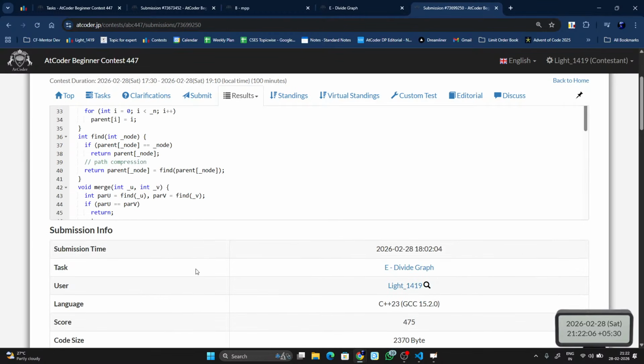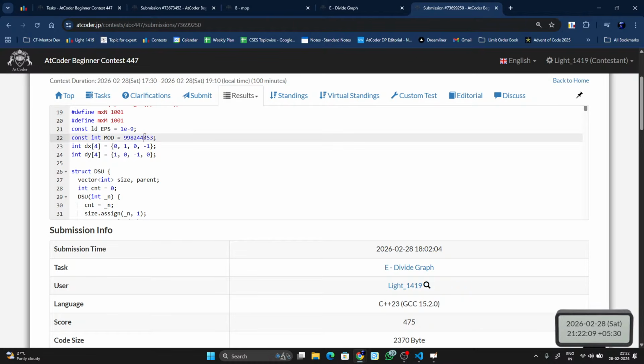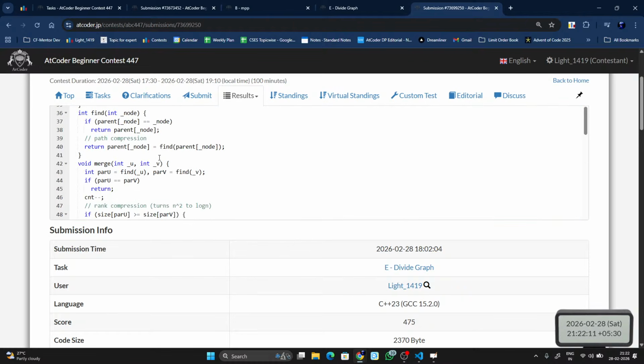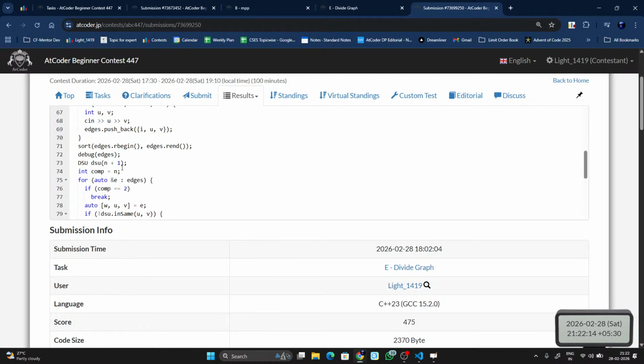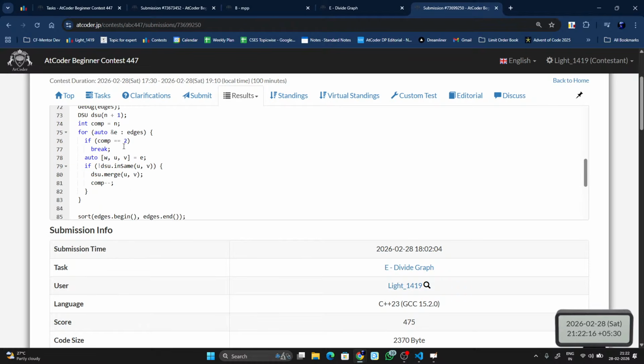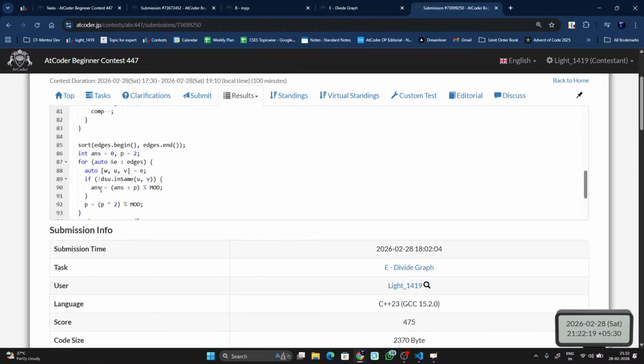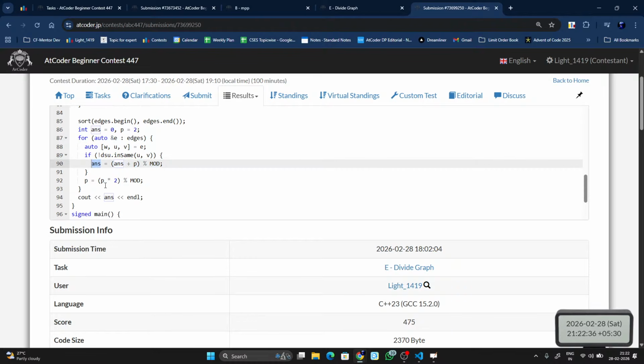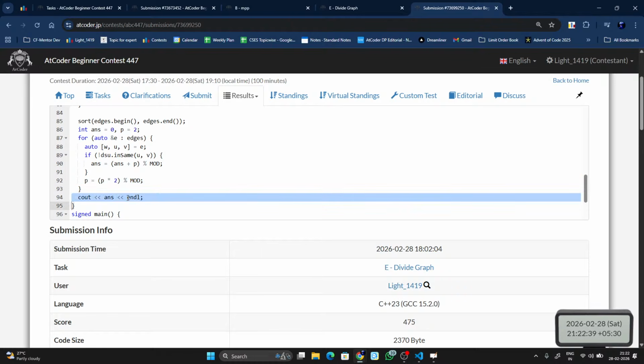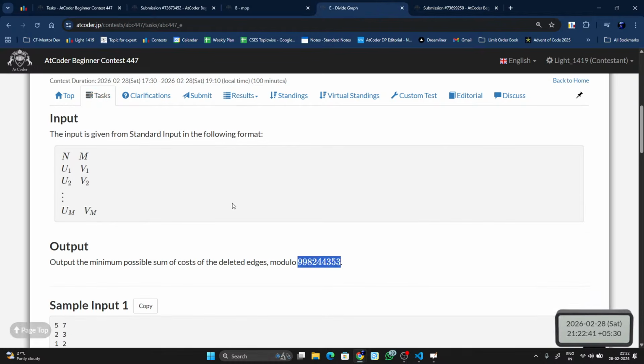In this problem, I have defined the modulo at the start over here, and whenever I'm adding something to my answer, or when I'm calculating a power of 2, I multiply the current power by 2 and take it modulo. Similarly, when I'm adding P to my answer, I first calculate the sum and store it modulo the mod into the answer. By doing this, I make sure my answer does not overflow. So that is the solution.